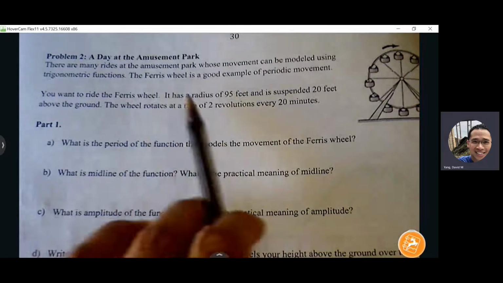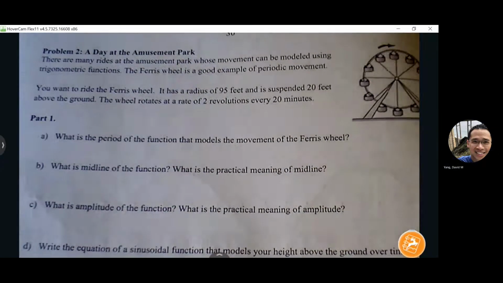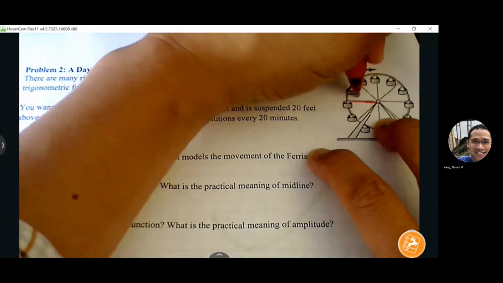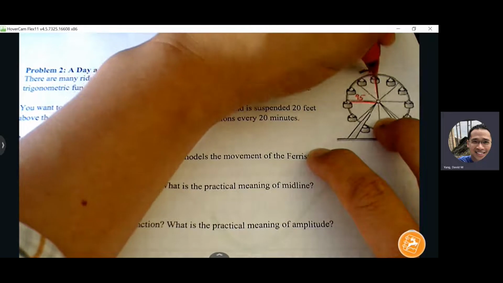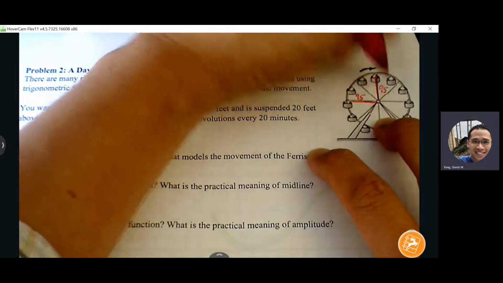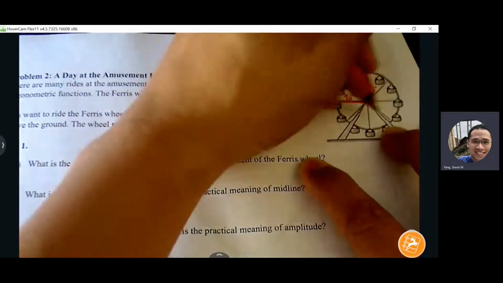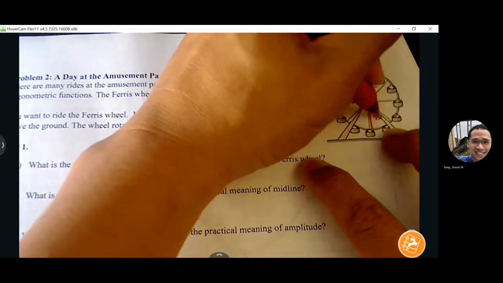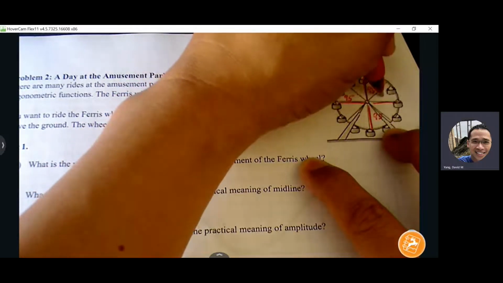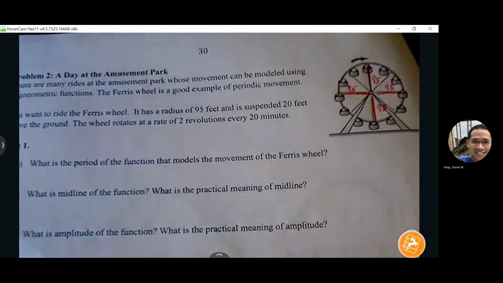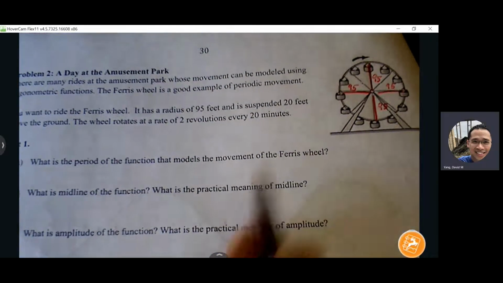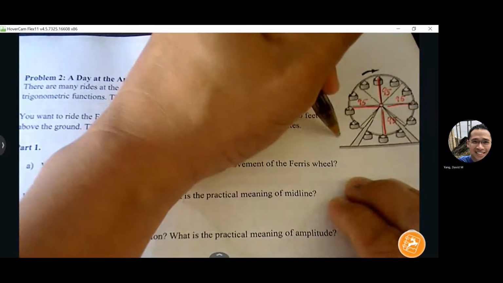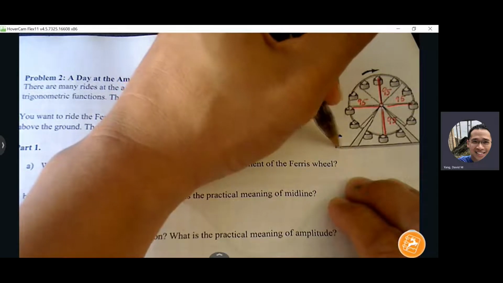Okay, so you want to ride the Ferris wheel. It has a radius of 95 feet. I'll go ahead and just label all the places that could be helpful with 95, right? We know that radius is just the distance from the center to the top of the circle, or a distance from the center to a point on the circle. Okay, just want to show that these are all 95 feet. Okay, and it's suspended 20 feet above the ground. So the bottom of the ride is 20 feet off the ground.